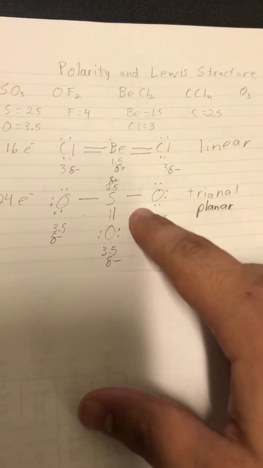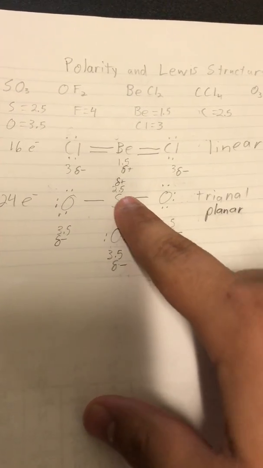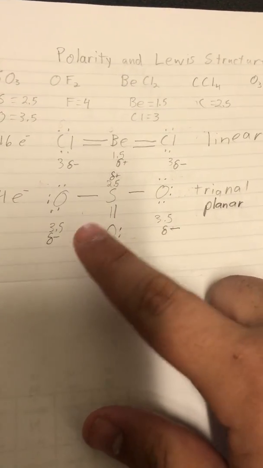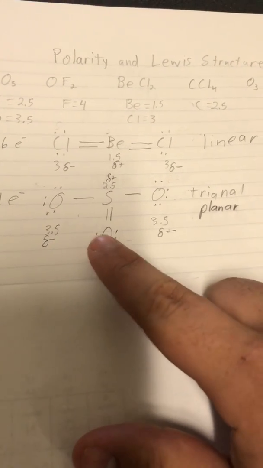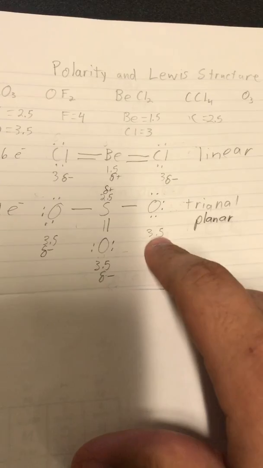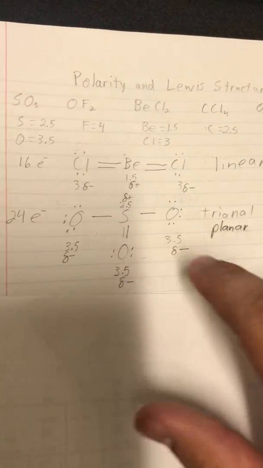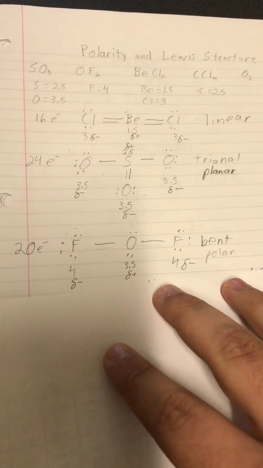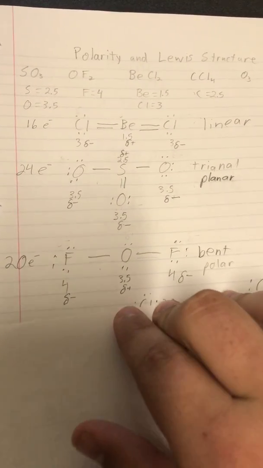I've made my Lewis structure. Then I found all of the electronegativities, and since this one is trigonal planar, all these electronegativities on the outside atoms cancel also, and it's also nonpolar. This one does not.